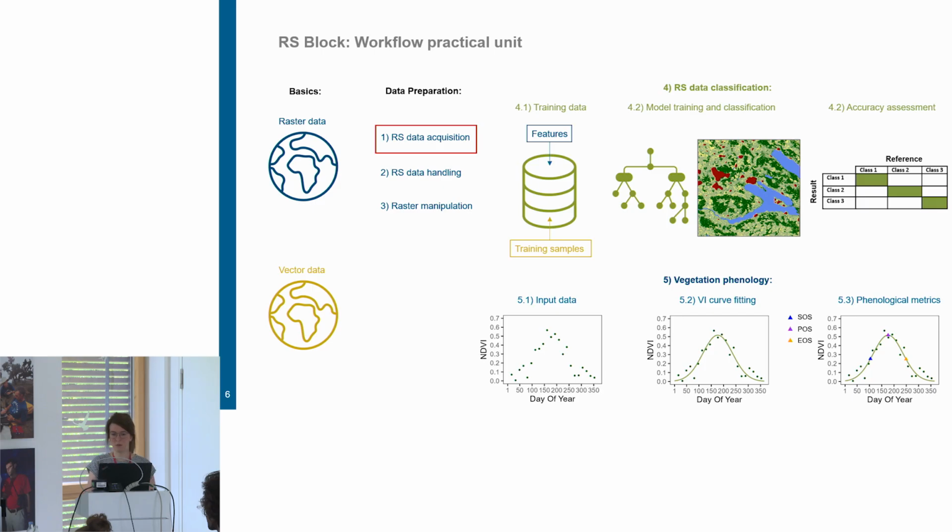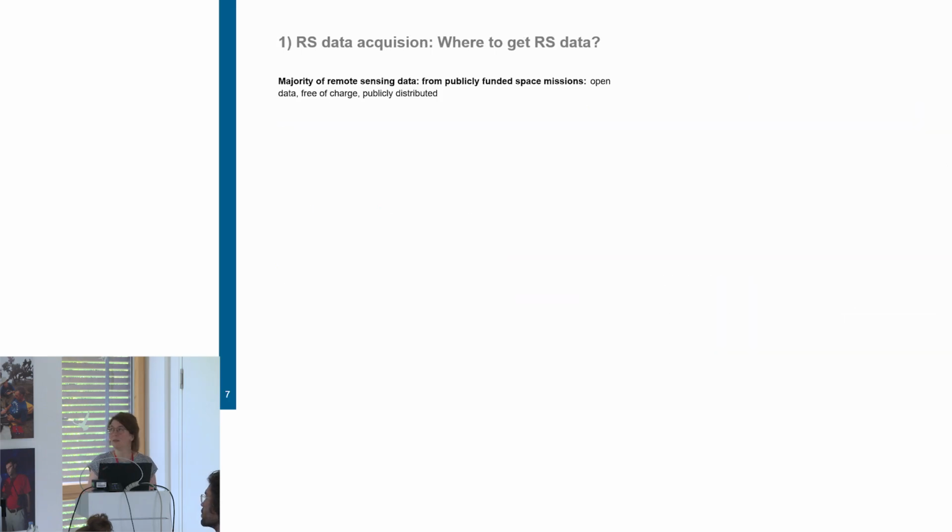Okay, let's go to data acquisition. As I mentioned earlier, the majority of remote sensing data comes from publicly funded space missions. So the data is openly accessible, it's free of charge, and it's publicly distributed. There are different ways you can get this data.